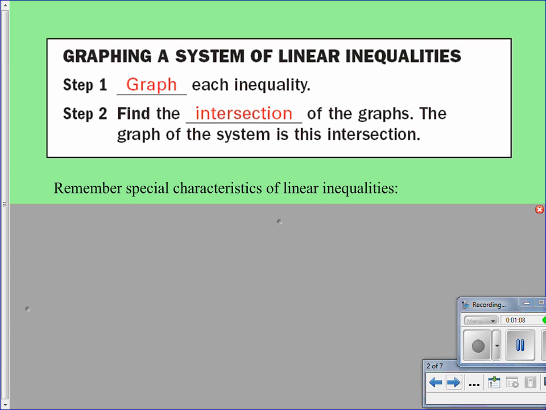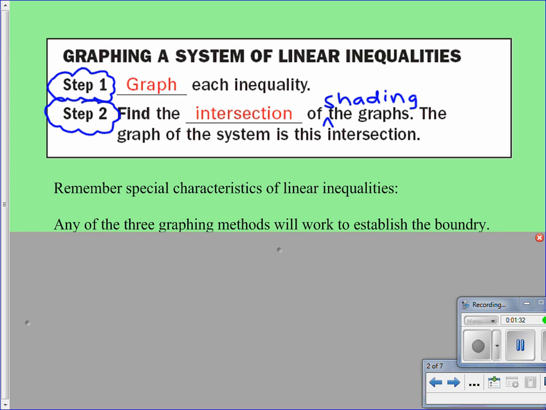But here's what you're going to have to do. To solve a linear inequality, the only option is to graph it. Step 1 is to graph it. Step 2 is to find the intersection of the graphs, the intersection of the shading of the graphs. The graph of the system is that kind of intersection.